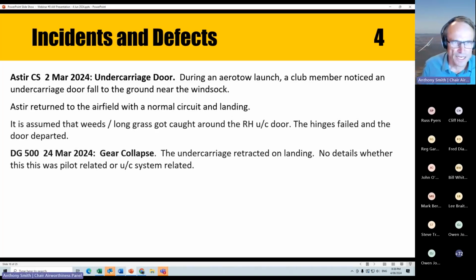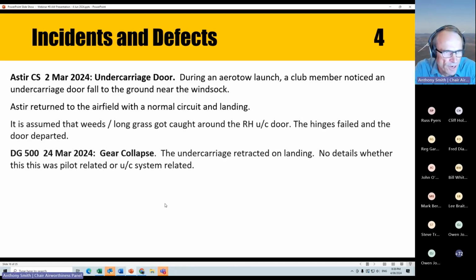And as to CS in March, undercarriage door. During an aerotow launch, a club member at the airfield noticed that the undercarriage door fell off and landed near the windsock. Now, the aircraft was radioed and it returned with a normal circuit and landing. And it was assumed that weeds or long grass got caught around the undercarriage door on the right-hand side and that the hinges failed. Now, there was mention that the door had been previously repaired a couple of years ago. However, I don't have any further information about whether the repair was to blame or whether it was just an overload of the hinges.